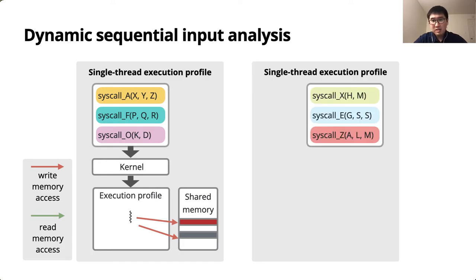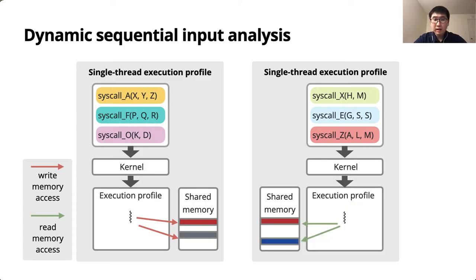We repeat this process on another system call sequence, run it in the kernel, collect its execution profile, and now our technique will predict PMCs. We look at their execution profiles and search for the pair of write and read accesses that touch the same memory area. In this case, this pair would be a PMC.